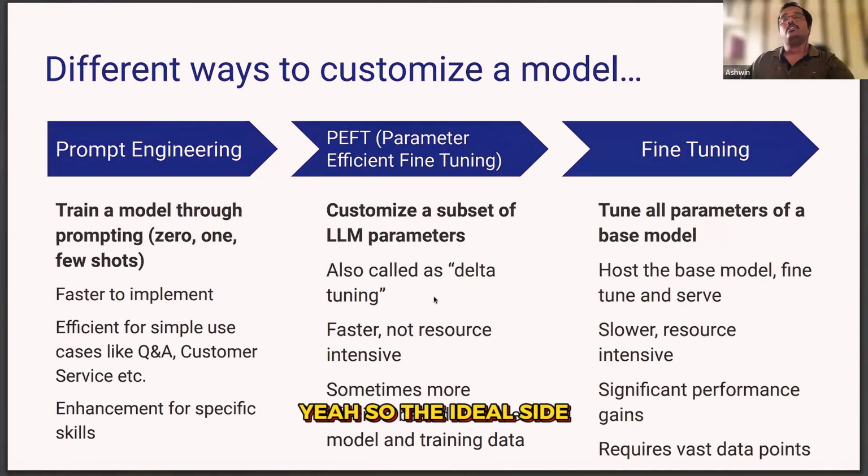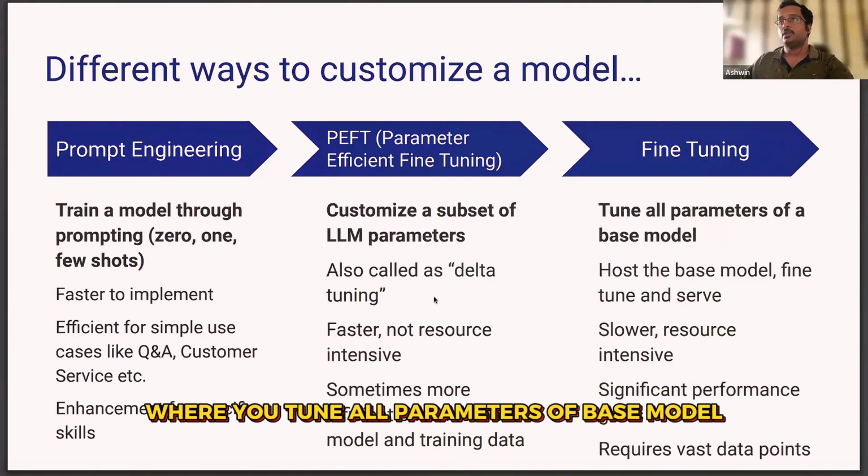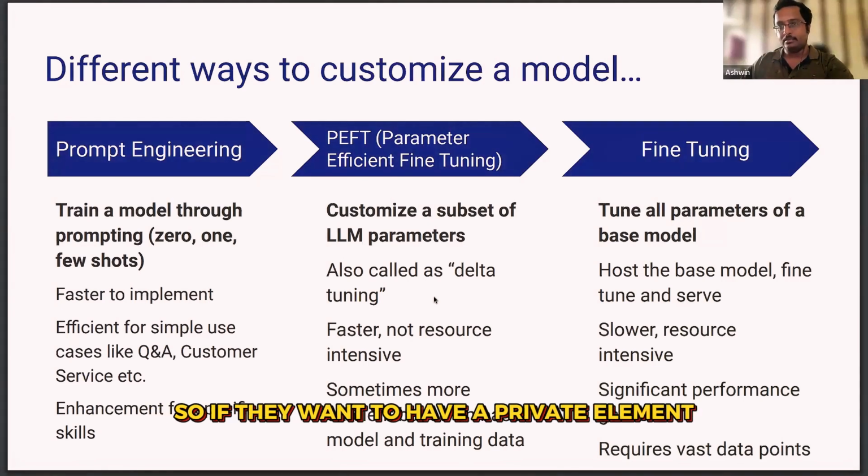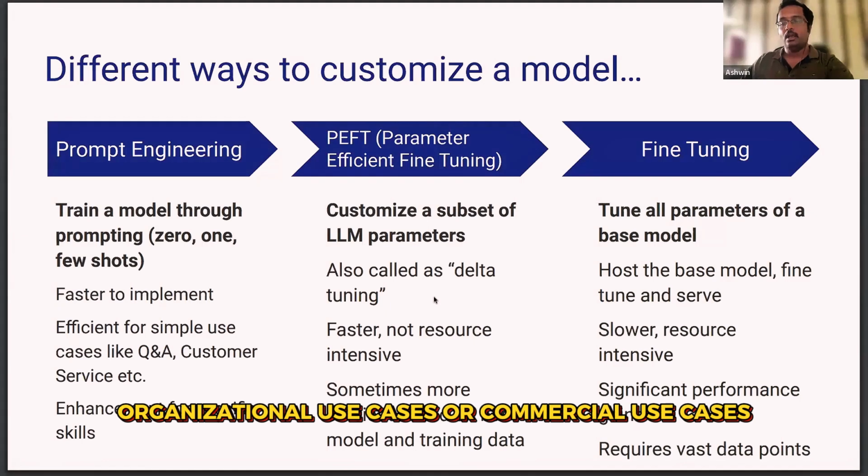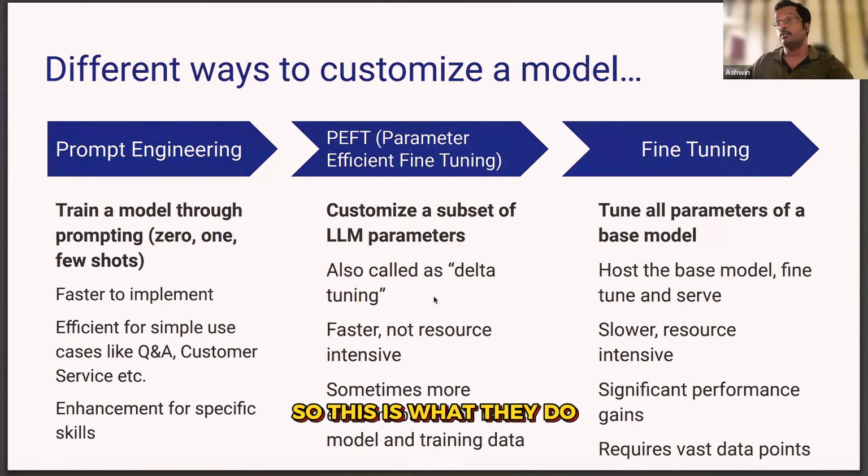So on the right hand side, you have the fine tuning where you tune all parameters of a base model. Here typically the approach is to host the base model, fine tune and serve. And this is what a lot of organizations do, if they want to have a private LLM that they want to use for their organizational use cases or commercial use cases. And if you have deep pockets, this is a good approach.